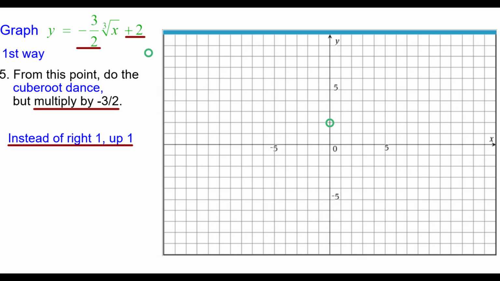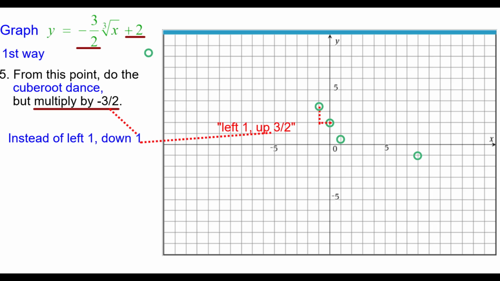So instead of right 1, up 1 in the cube root dance, it's going to be right 1, down 3/2. Negative 3/2 times positive 1 is negative 3/2. Instead of right 8, up 2, it's going to be right 8, down 3. Negative 3/2 times 2 is negative 3, down 3.